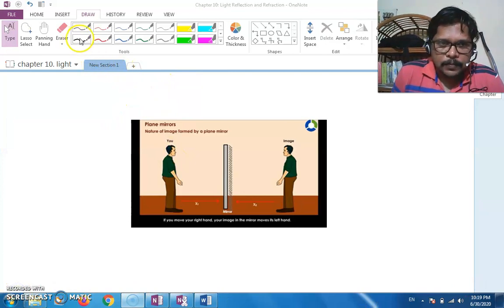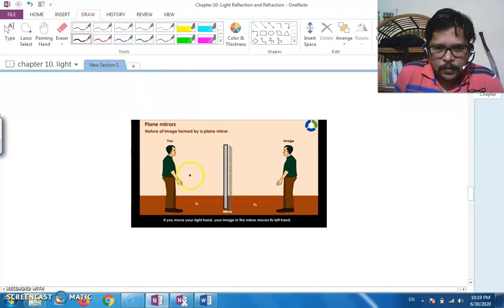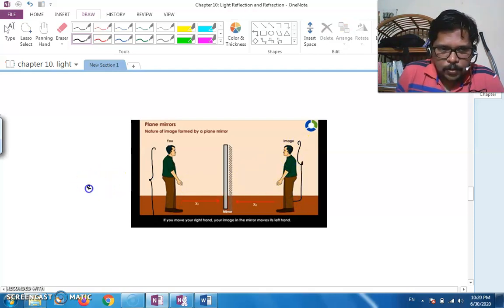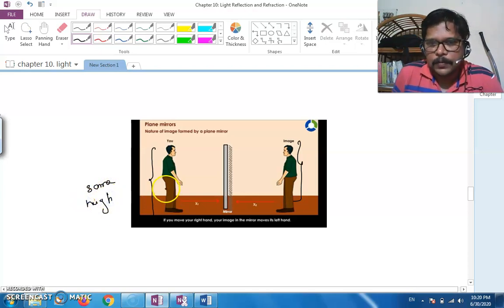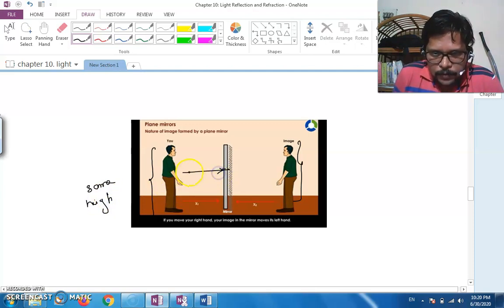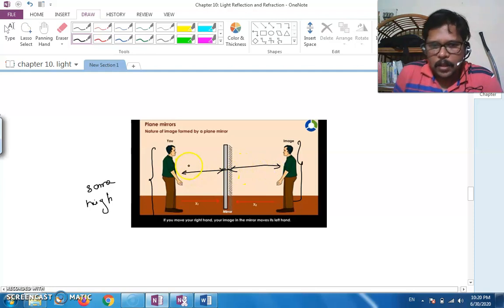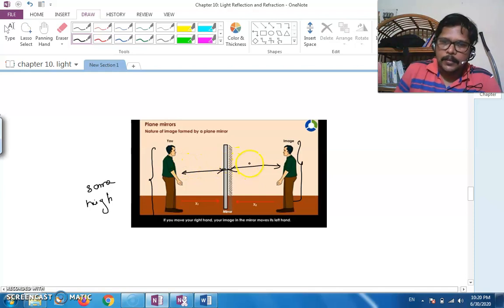From this diagram, what you can observe is, this is the object in front of the mirror, and that's the image. Both are of the same height. So object and image are the same height. That's the first point. The second one is the distance of the object from the mirror is the same as the distance of the image from the mirror. How far the object stands in front of the mirror, the same distance the image will be formed behind the mirror.